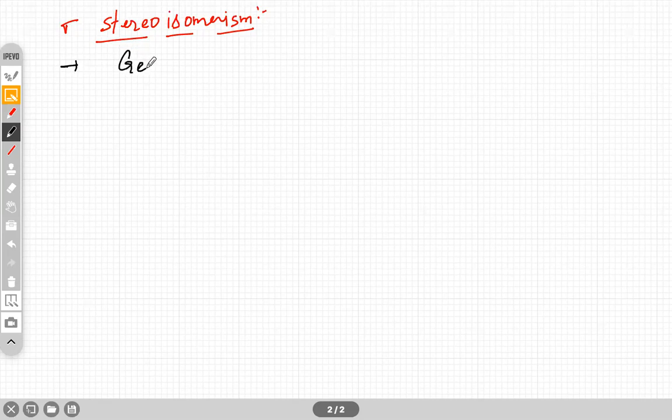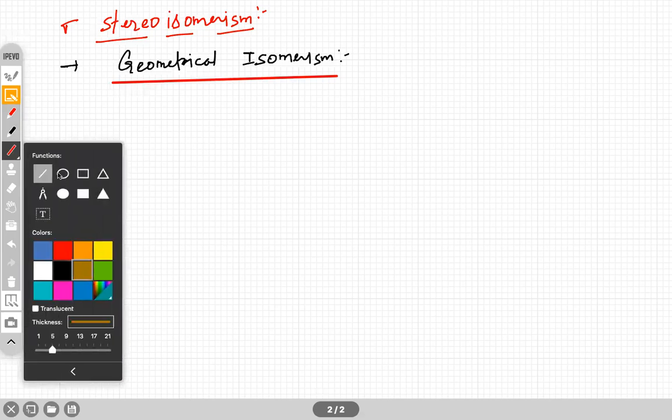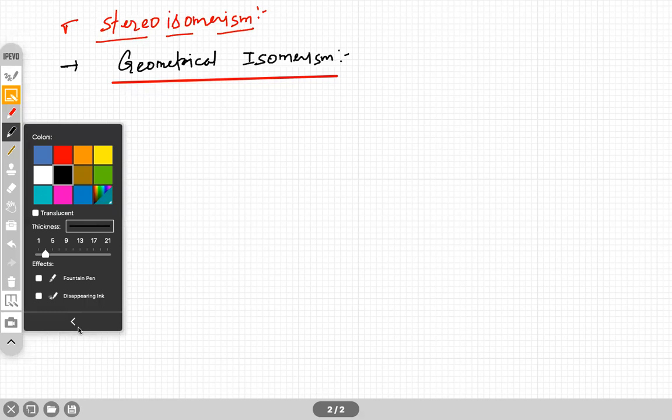One is geometrical isomerism, and the other one is optical. Geometrical and optical. Okay. Now, to understand the geometrical and optical isomerism, you should first of all understand the geometry also. What is the geometry of the molecule and how to represent the geometry, right? So for geometrical isomerism we will take a few assumptions here.